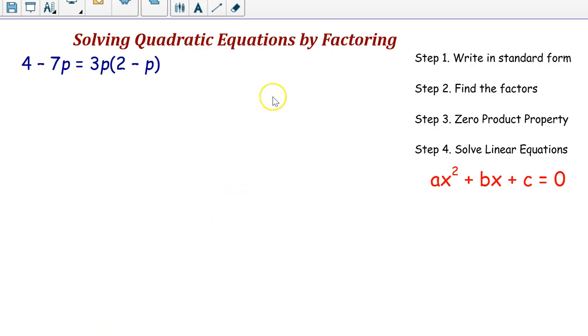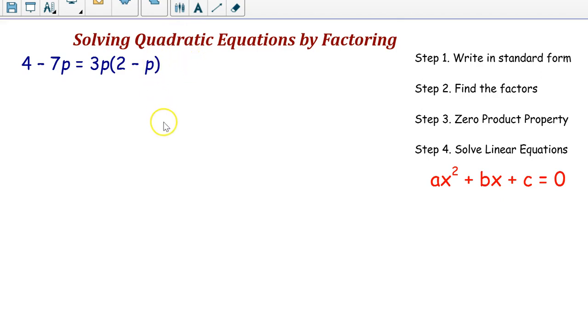Solving quadratic equations by factoring. We have an equation here, 4 minus 7p is equal to 3p times 2 minus p. As it is, when I look at it, it is not appearing like a quadratic equation, but it is a quadratic equation. As I can see here, 3p when multiplied by p gives you 3p squared. It's a degree 2, hence it is quadratic.